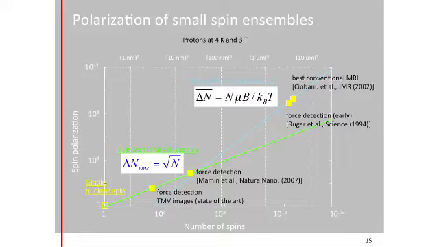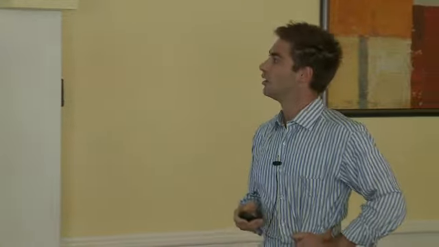And this, mind you, is not at room temperature. This is Boltzmann polarization at 4 Kelvin and 3 Tesla, so pretty strong, but achievable fields. So what we've been doing in recent experiments is, instead of using Boltzmann polarization as a measurement of spin density, we've been using statistical polarization or spin noise.